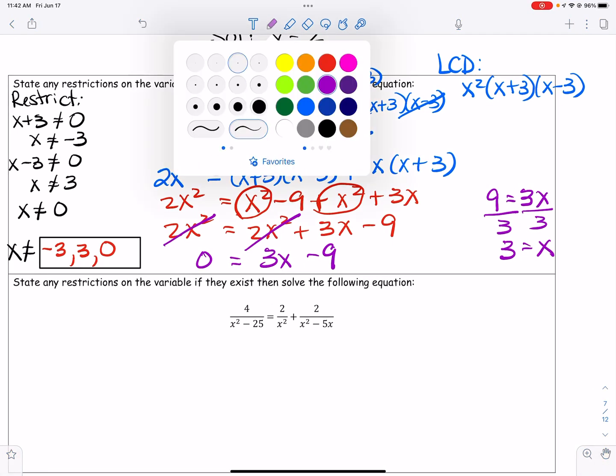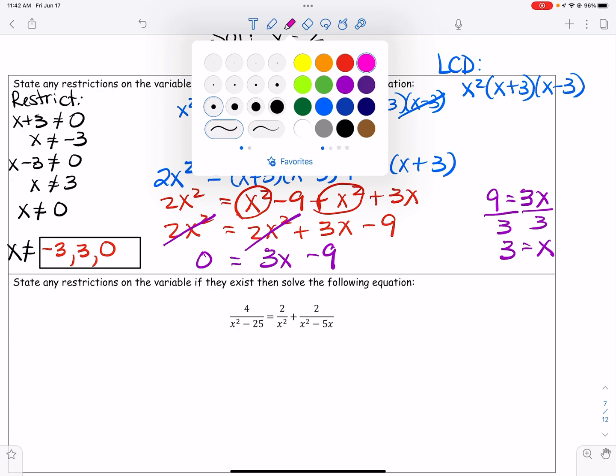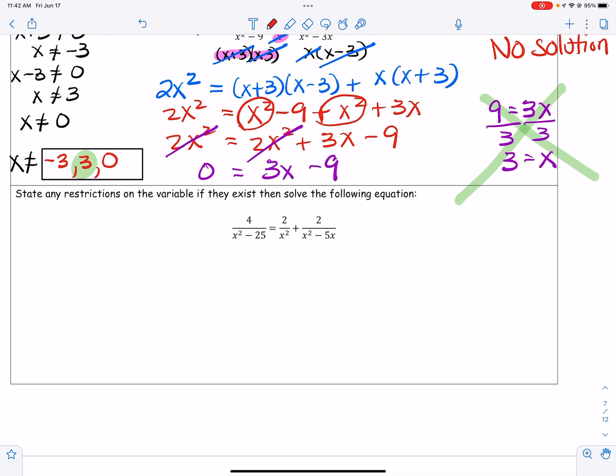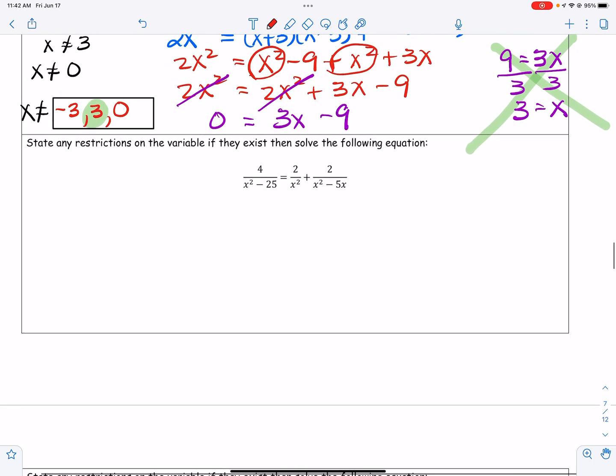But notice that x equals 3 was a restriction. So this has no solution, okay? So we have to do all that work just to toss it out and say it is an extraneous root. We solved it correctly, we found the answer, but then when we look, the answer happens to be a restriction. So this next one is going to be exactly the same. The numbers are just slightly different.